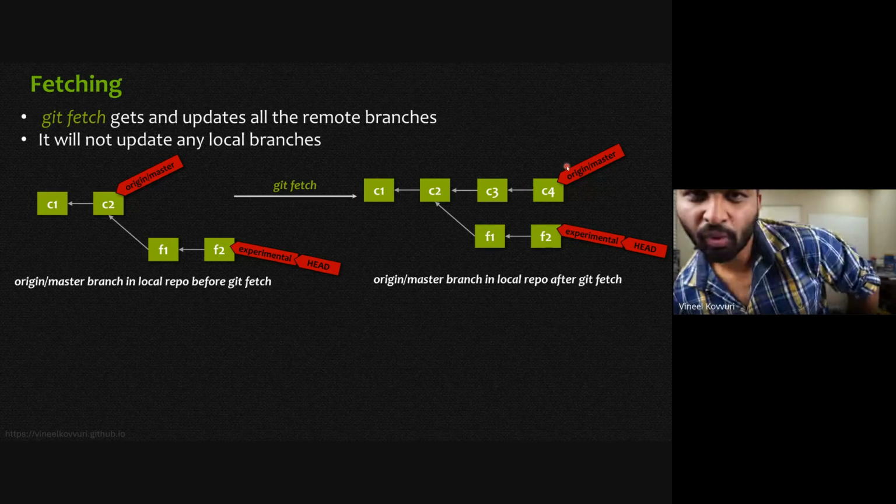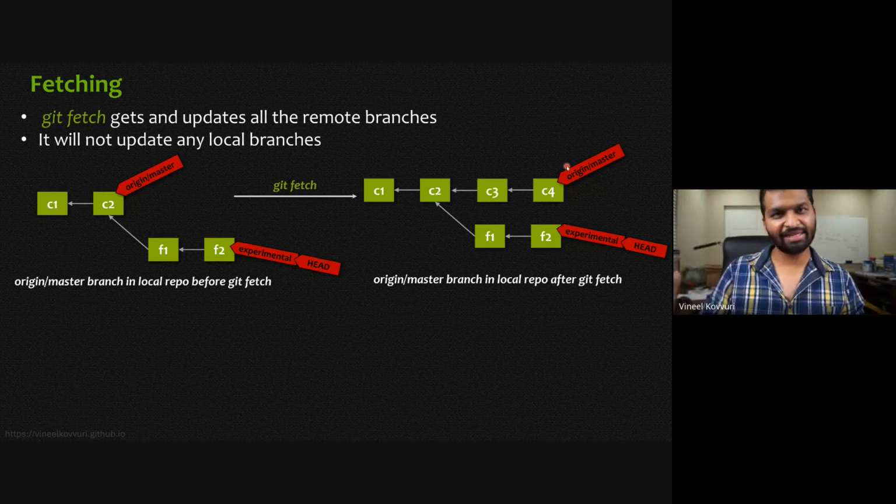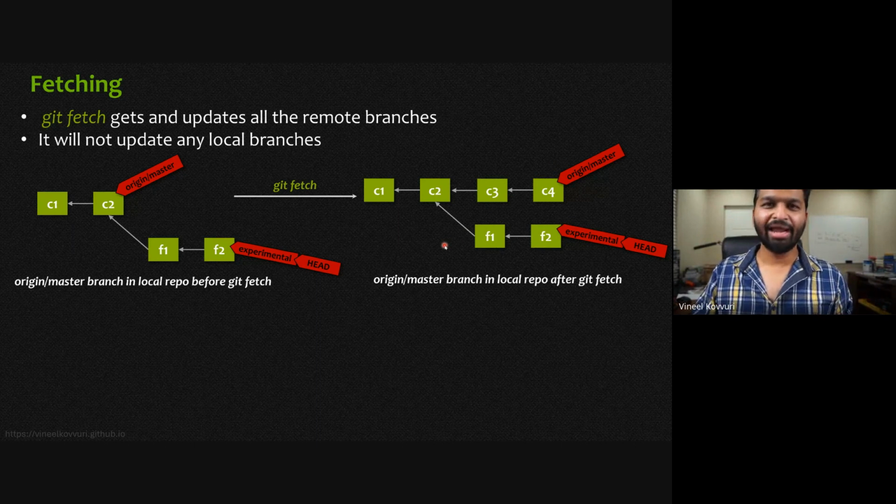Again, fetch requires an internet connection, because it has to go talk to GitHub and get the updates. Now the beauty about git fetch is that it does not disturb any of your local branches at all. It doesn't touch your local branches. It doesn't try to put updated changes on top of your changes or anything like that. It only updates the remote branches.